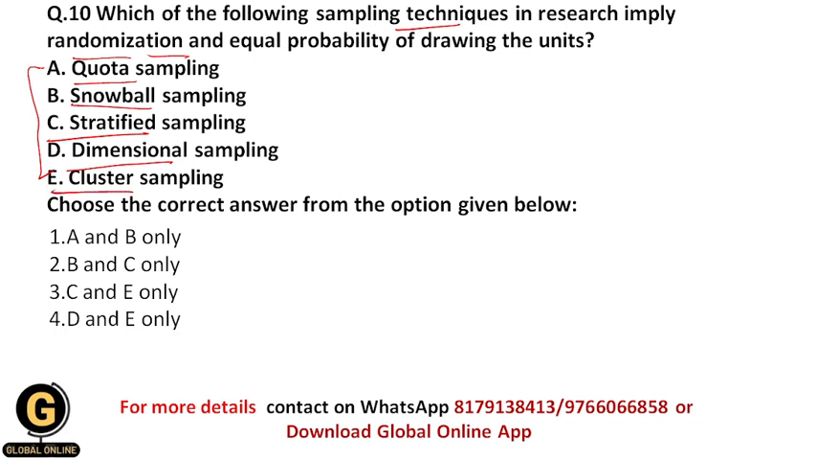So here the probability sampling procedures are stratified and cluster sampling. As we have seen in this video, quota and snowball sampling are all non-probability sampling. Okay, and that's why the remaining options will be stratified and cluster sampling, and those are the probability sampling techniques, and that's why your correct answer should be C and E only. Okay, C and E only, stratified and cluster sampling.